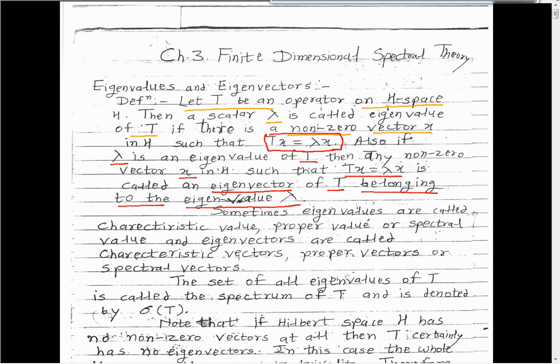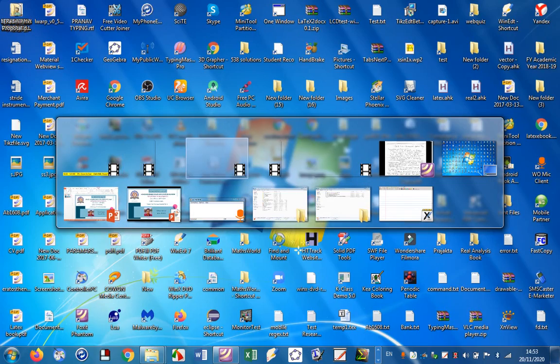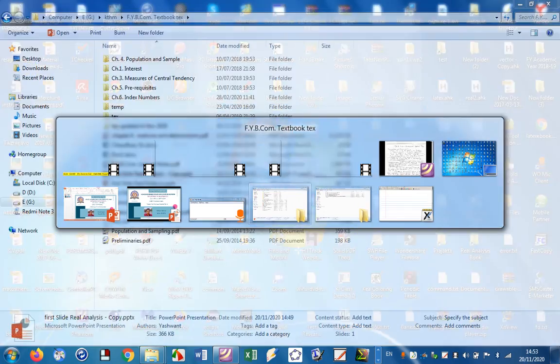Sometimes eigenvalues are also called characteristic values, proper values or spectral values, and eigenvectors are called characteristic vectors, proper vectors, or spectral vectors. The set of all eigenvalues of T is called the spectrum of T and it is denoted by sigma T. So let us briefly revise the concepts which we have seen.